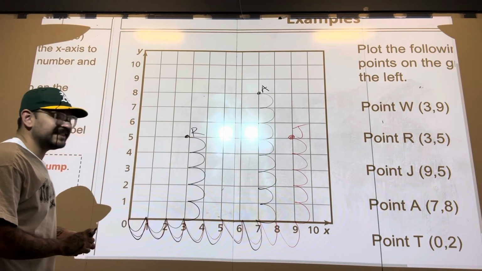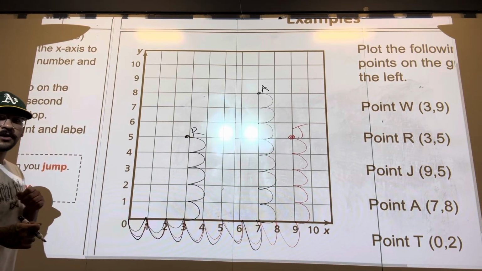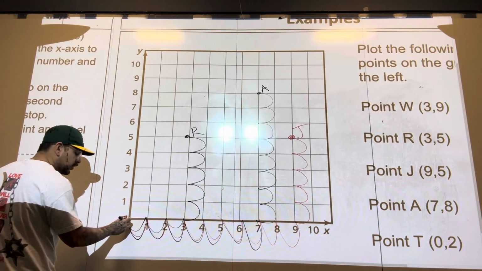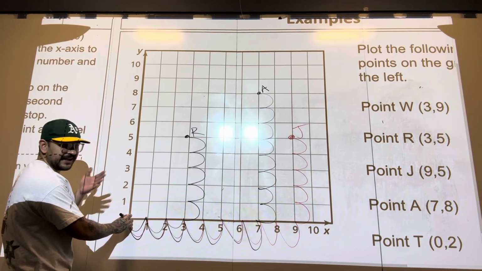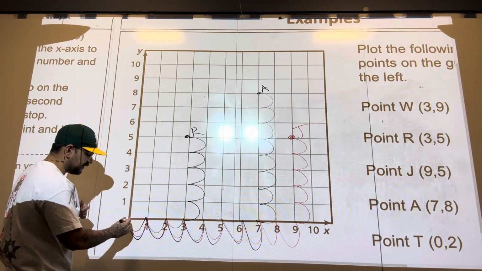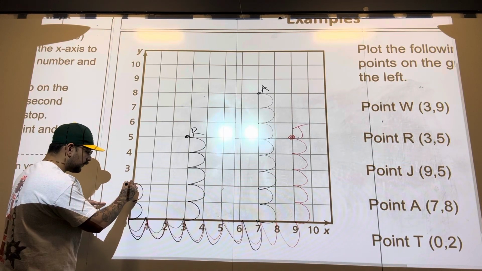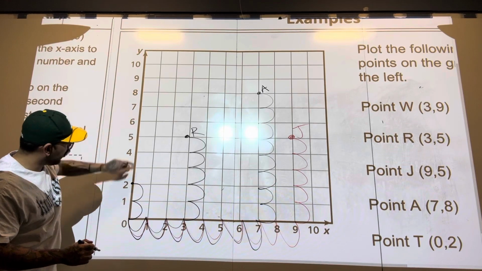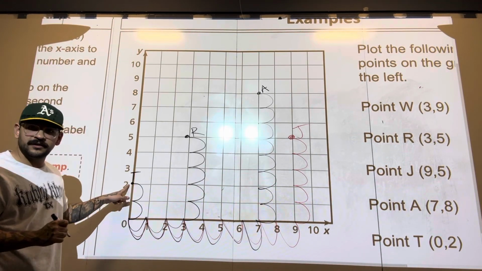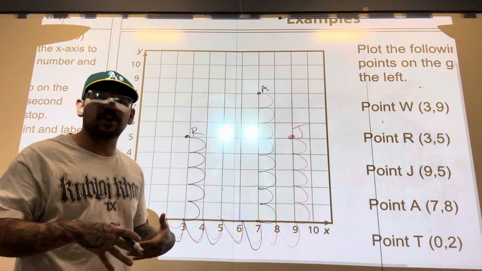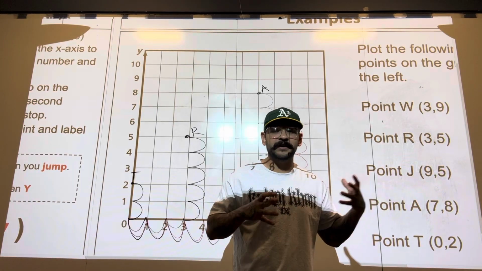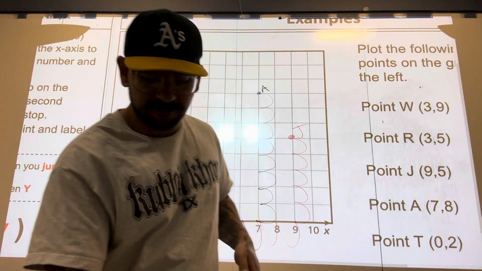Our next point will be T. Notice how our x value is at 0. Because we're starting at our 0 origin, you're not going to move to the right at all. It's telling us 0 times. So the only thing left to do is to go up twice. So let's do that. 1, 2. Notice how I'm on the y line. Point T. I haven't moved to the right at all because I don't have to. It's telling me that my x is in fact 0. So I don't have to move at all. Let's do the next one.